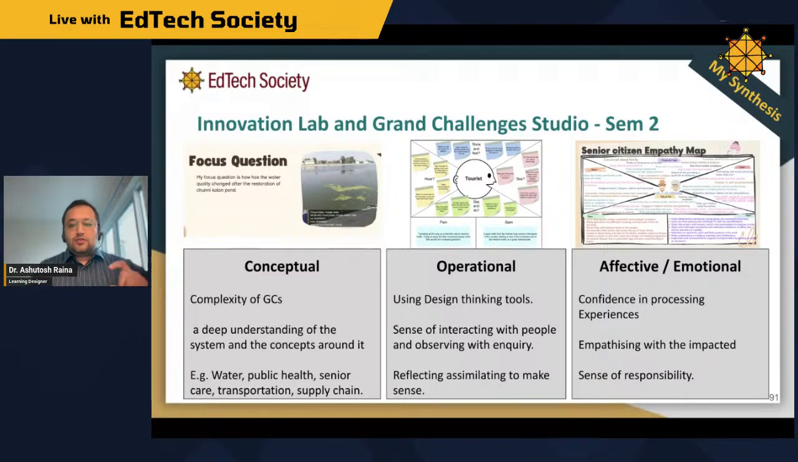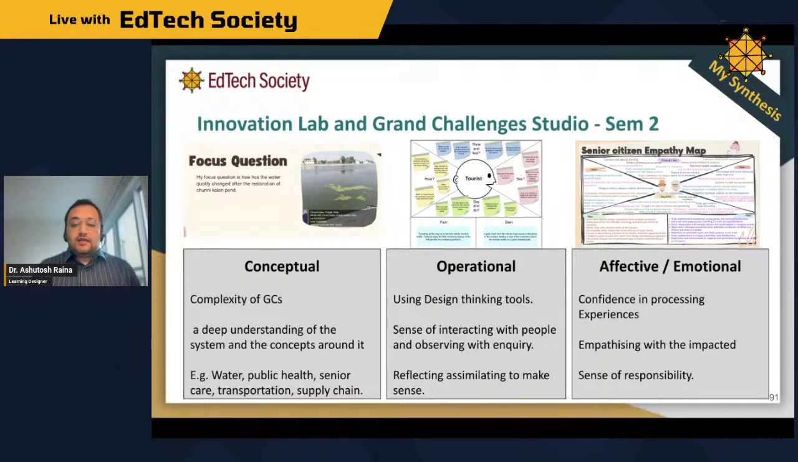Now, coming to the synthesis from this experience. Here I'm trying to synthesize the outcomes. In the previous course, what I talked about was the synthesis of the process, but here I'm talking about the synthesis of the outcomes. The outcomes can be seen in terms of conceptual, operational, and affective. The conceptual is that they were able to understand what a complex grand challenge is. They were able to deepen their understanding of the systems and the concepts around it, for example, how water public health works.